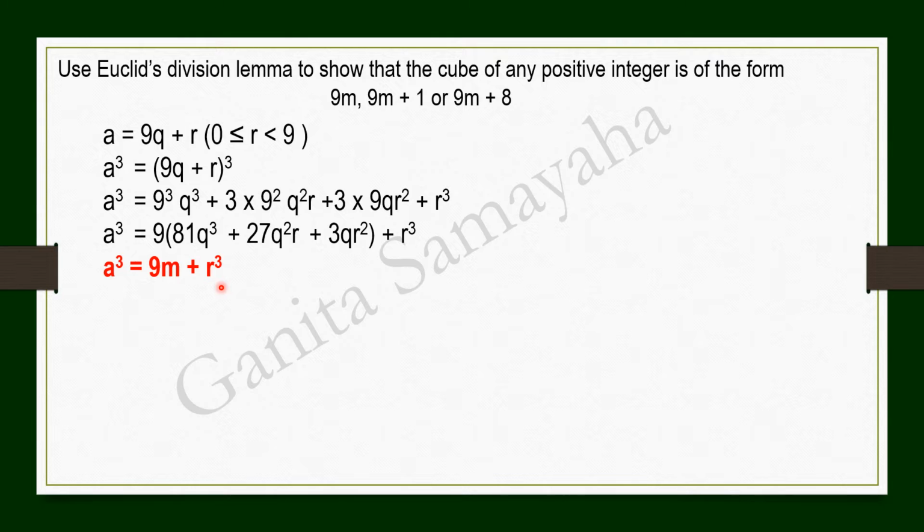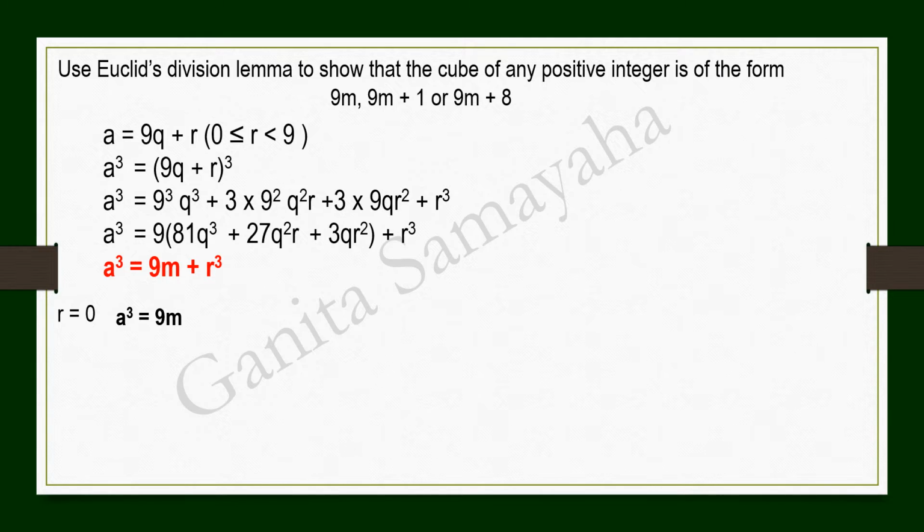Now we have to argue for various values of r, what happens to a cube we will have to see. Okay, so let us start. First we will consider r is equal to 0. When r is 0, what happens to a cube? A cube is equal to 9m plus 0 cube, which is nothing but 0. So we have a cube is equal to 9m. Very simple. We have got the first one.